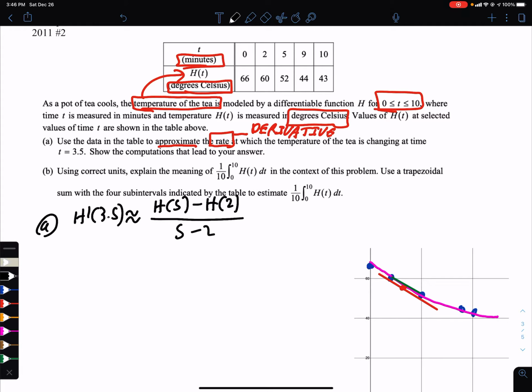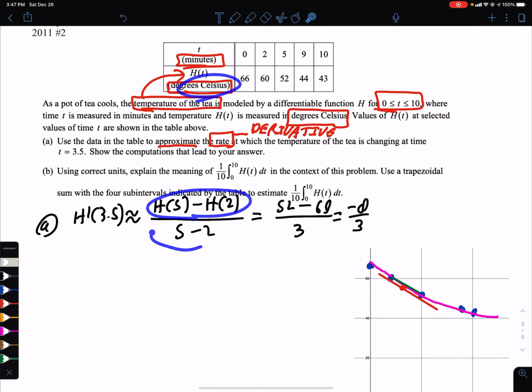The units on that, let's see. Does it ask for units? It actually doesn't ask for units, I don't see. So be careful. If you wanted to, well, h is measured in degrees Celsius and t is measured in minutes. So you could say degrees Celsius per minute. That's my answer for part A.